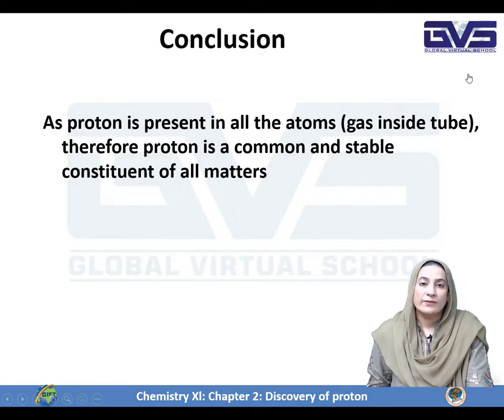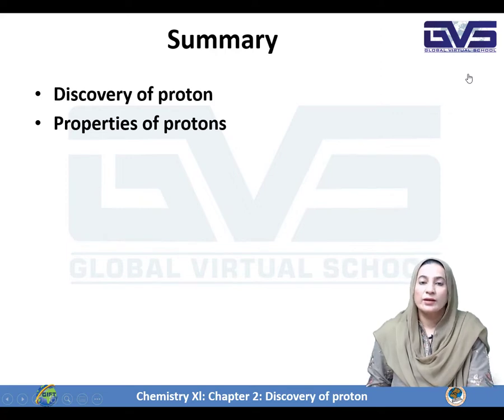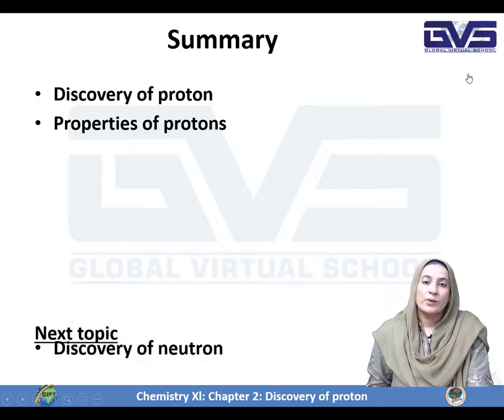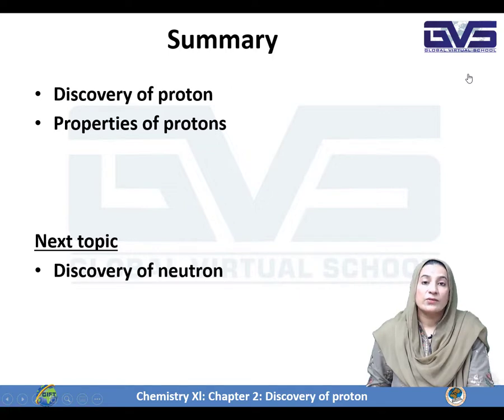First we observed that the electron is a fundamental particle of all matter, and now we have observed that the proton is also fundamental, a common and stable constituent of all the matter we have in this universe. So students, today we have observed the discovery of the proton with the help of the discharge tube experiment, and the properties of the proton. Our next topic will be the discovery of the neutron, which is the third fundamental particle of all matter.